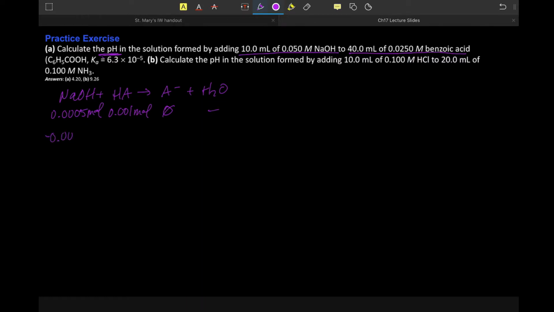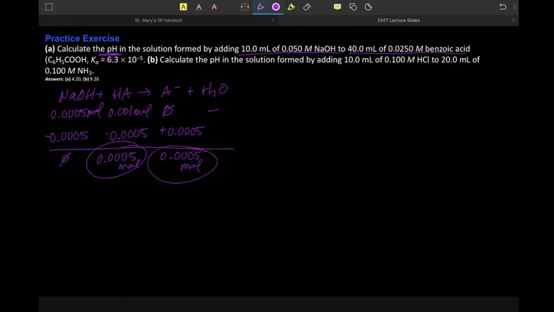Then we will subtract off 0.005 moles because NaOH is a strong base and reacts completely, right? Which means we will consume that much HA and subsequently produce that much A-. And now the key thing here is if we look, we have equal moles of HA and A-, which should strike us as a familiar scenario that we've talked about previously, right?